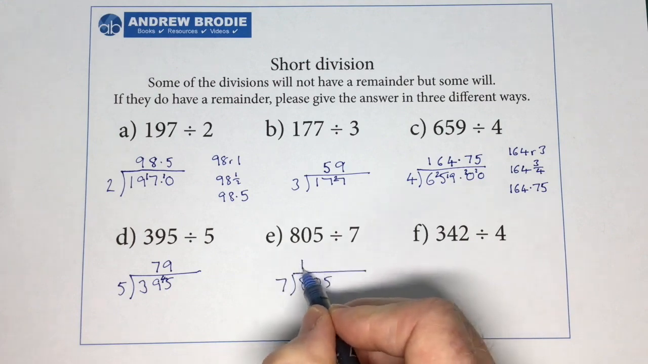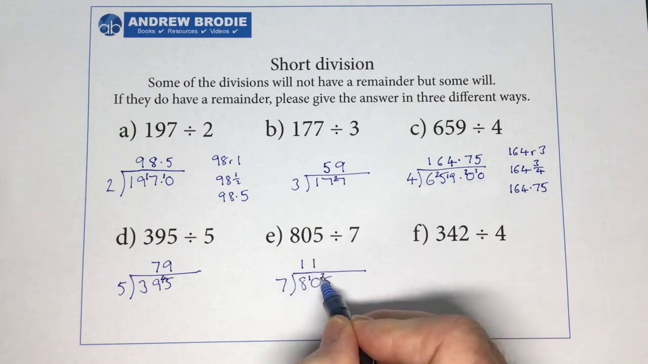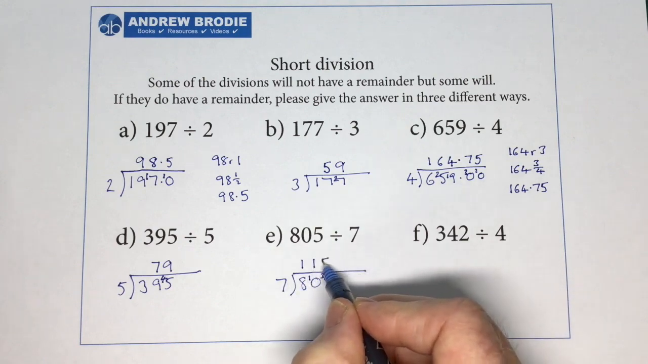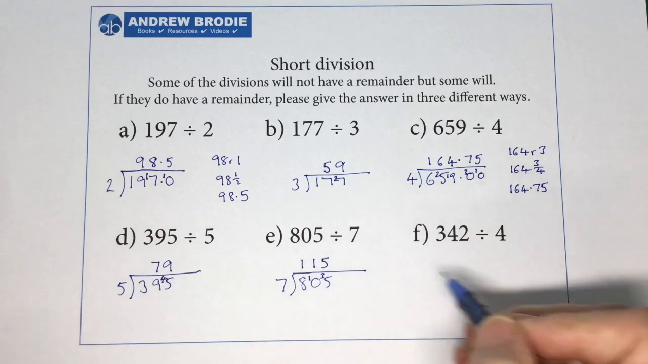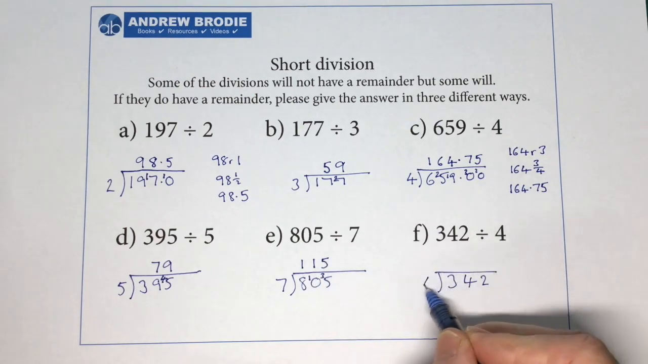This one, 805 divided by 7. 7 into 8 goes 1 with 1 left. 7 into 10 goes 1 with 3 left. 7 into 35 goes 5 times. There's our answer.